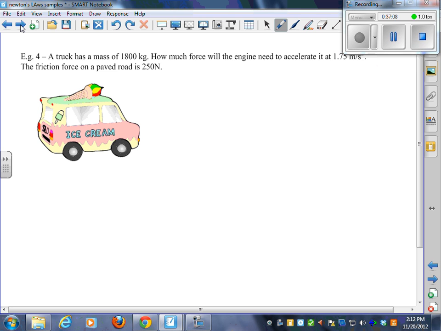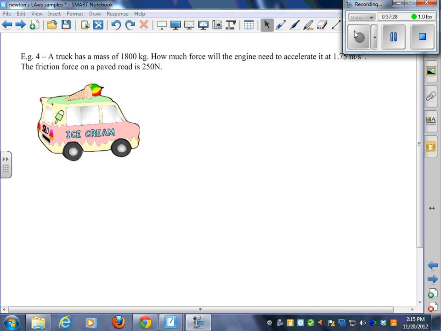I would like you to try example number 4 on your own. Draw a line down the middle. I will tell you this. It is a 2-step question. 2 marks, 2 formulas. Draw a line down the middle. I'll tell you how many marks it is. It's usually a pretty good indication.